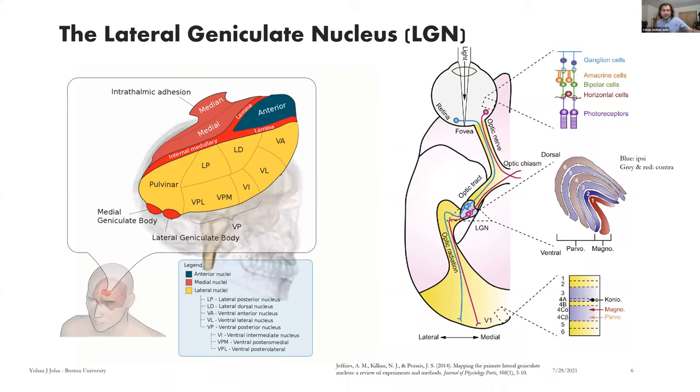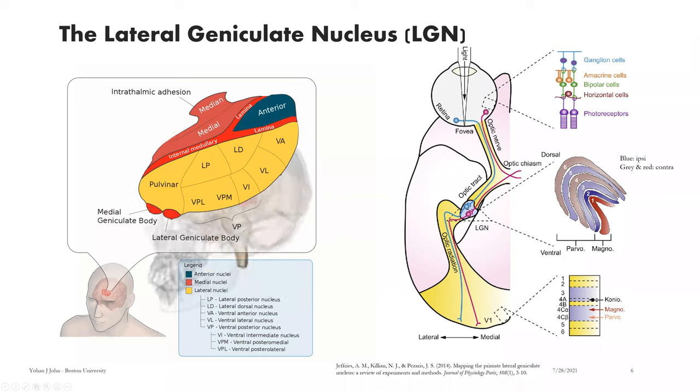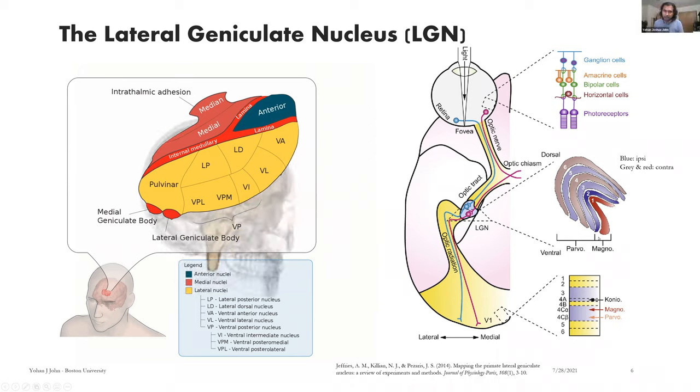So the thalamus has this structure. The LGN has this layered structure. This is, I believe, a coronal slice, and the way that the signals from different eyes reach it is this interesting sandwich of ipsilateral and contralateral input. And there's two types of cells, the parvocellular and magnocellular, that originate here and then send the signals to V1.